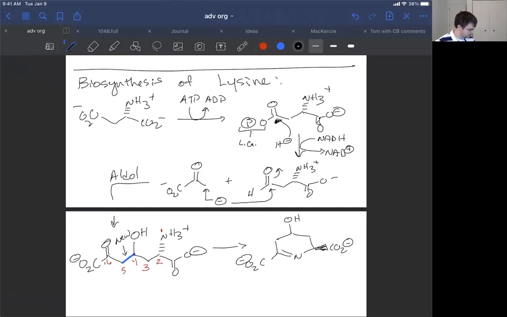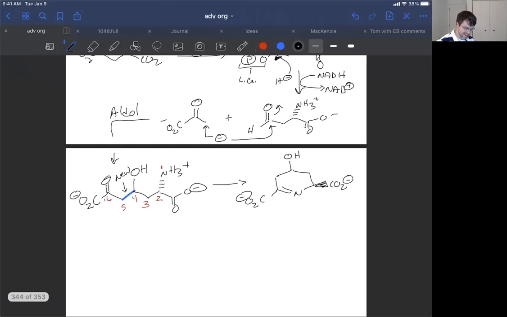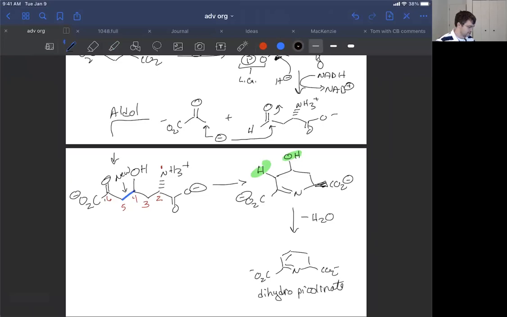Okay, so what we can do at this point is an elimination reaction to kind of do an aldol condensation reaction after the aldol reaction that we did previously. So we're going to lose H2O from this to get to a conjugated diene. We're actually 2 hydrogens away from an interesting acid that's called picolinic acid. And so this is actually dihydropicolinate.